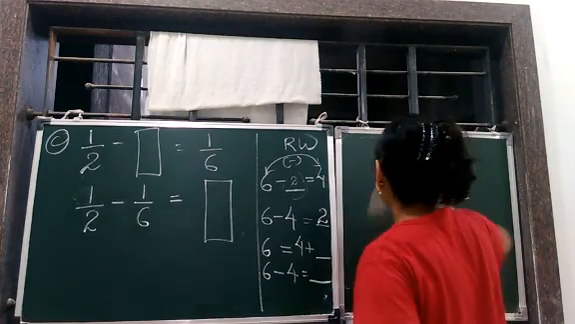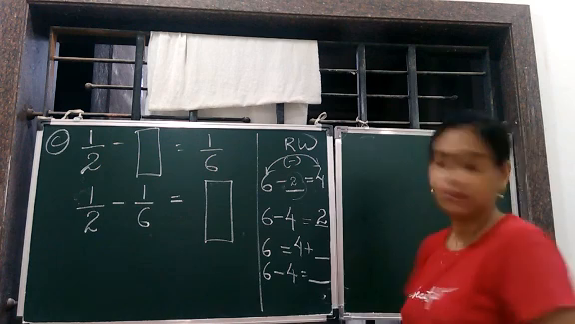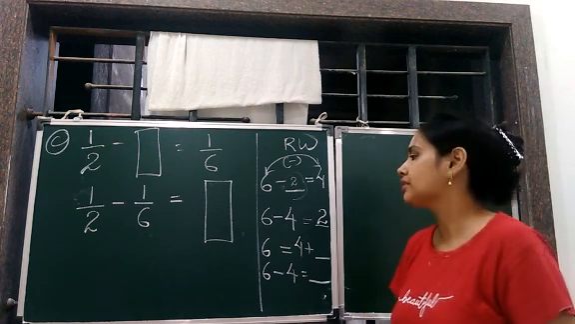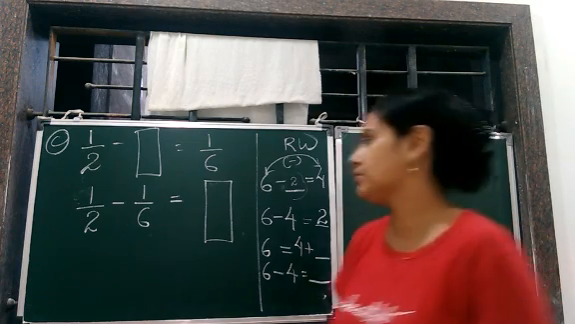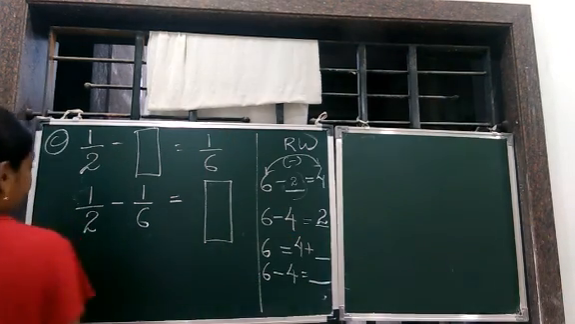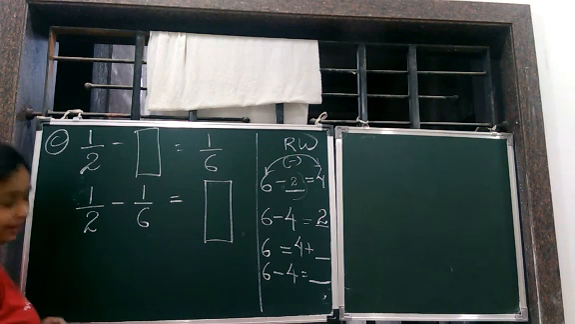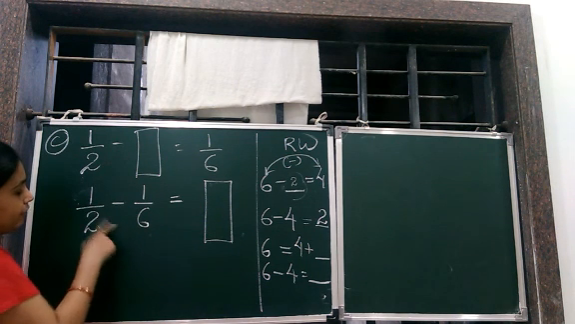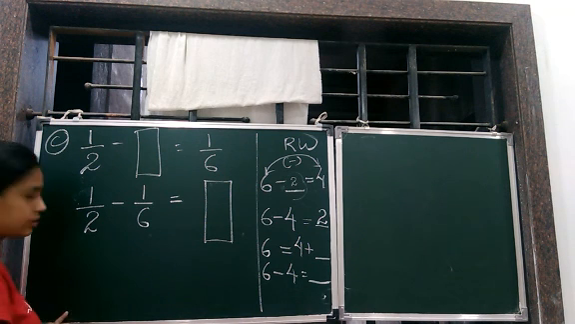How to subtract, children? First thing, what to do? We have to check the denominators. Are the denominators same? No, the denominators are not same. So we have to make them same. How are we going to make them same? Anything common in between them? First and foremost, yes. If we multiply what? 3 here. 2 3s will give you 6.